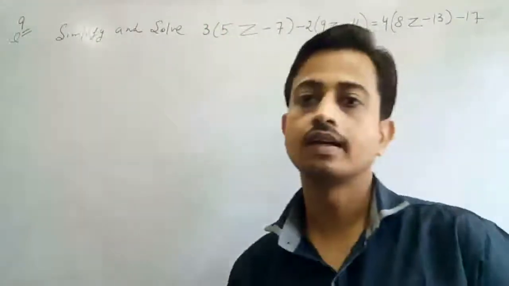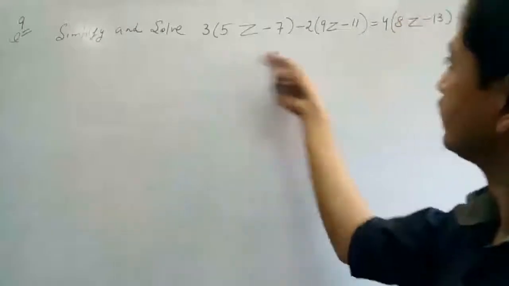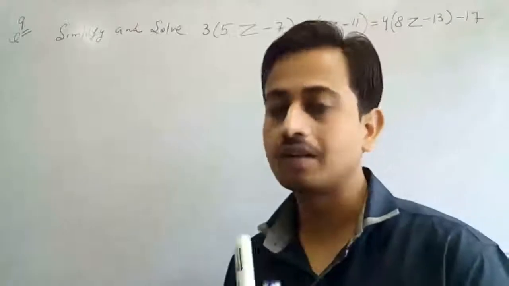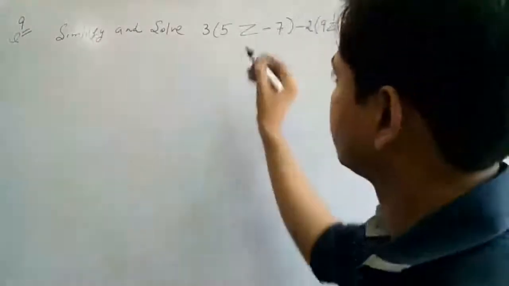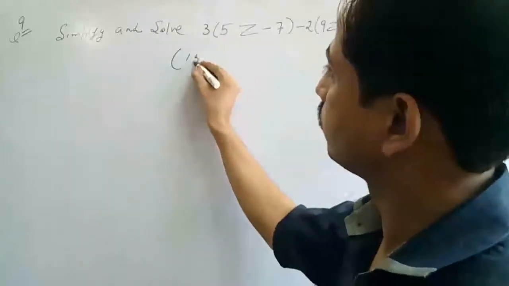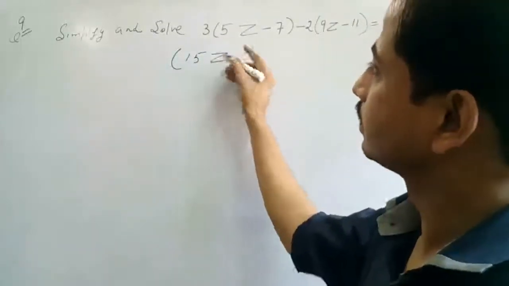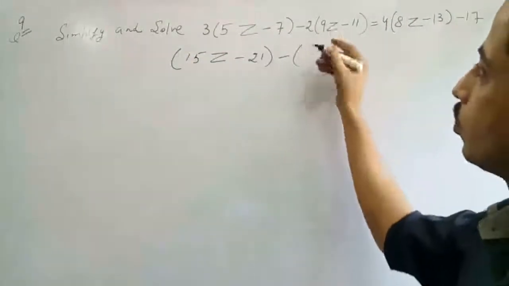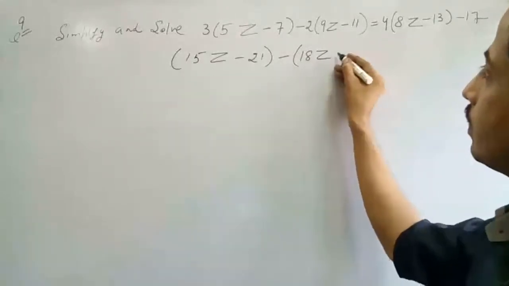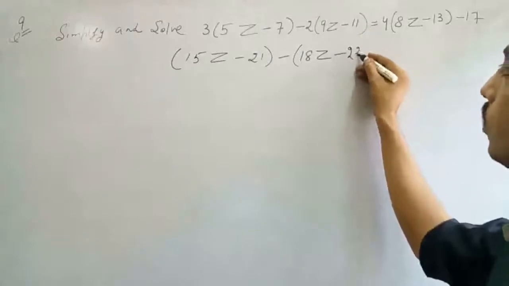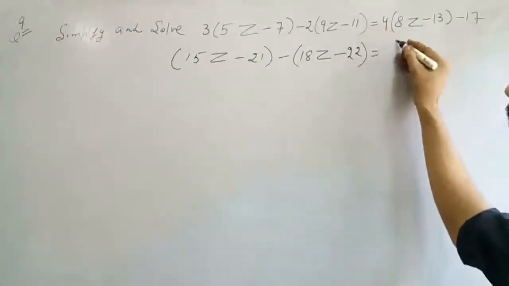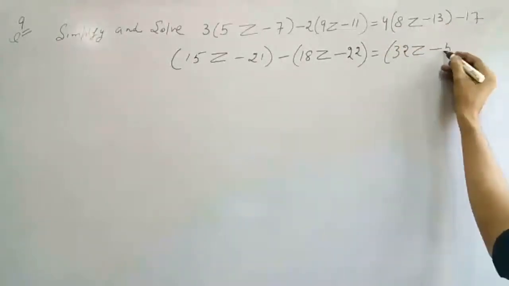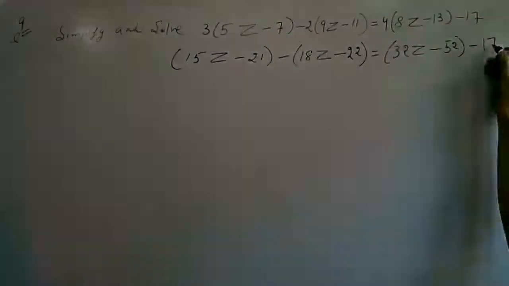Now this is your question number 9. Simplify and solve. Now it's very easy. It's very similar to the first. What the first step is? We have to multiply, not open the brackets. 3 into 5, 15. z as it is. 3 into 7, 21. Minus 2 into 9, 18. z as it is. 2 into 11, 22. 4 into 8, 32. z as it is. 4 into 13, 52. Minus 17 as it is.